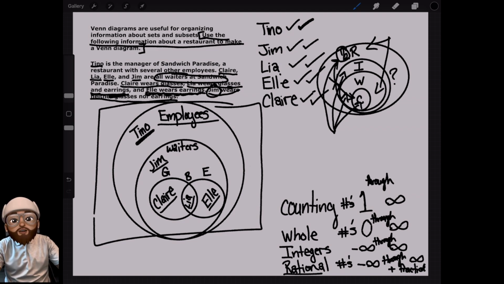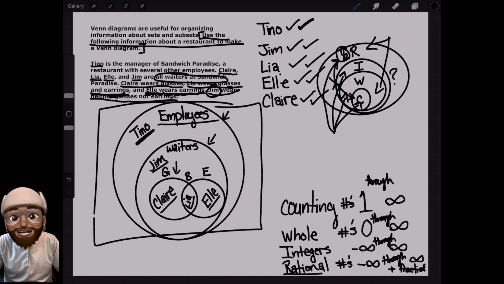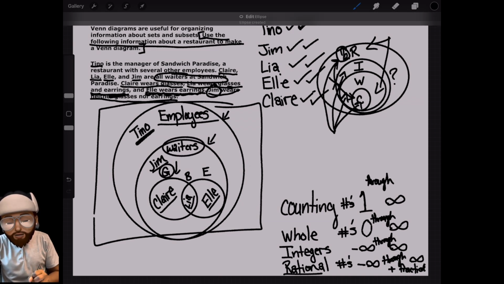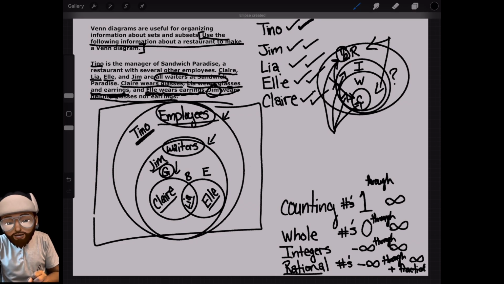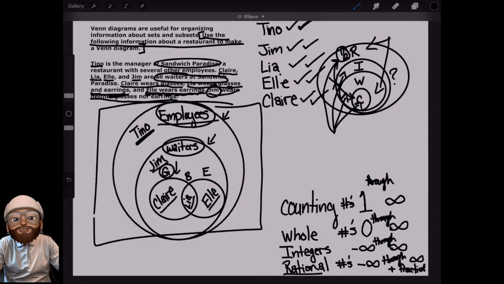Just remember, with sets and subsets, if you have a subset like glasses inside of a set like waiters or employees, then that means that everybody that is in that subset is also in the set. So everybody in this set that wears glasses is also a waiter, and they're also employees of Sandwich Paradise.